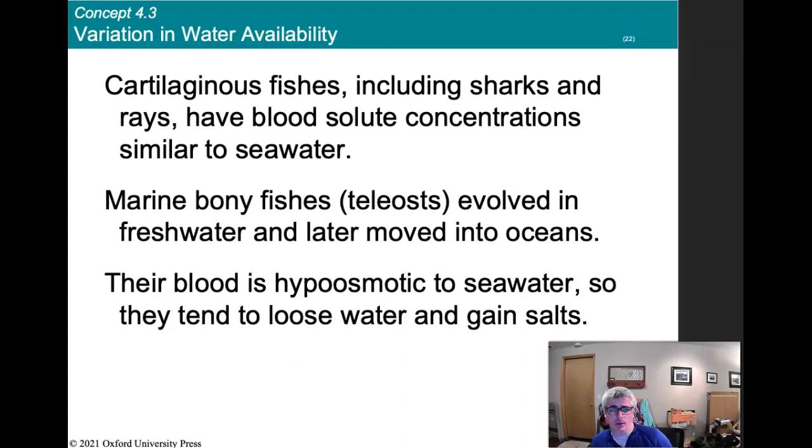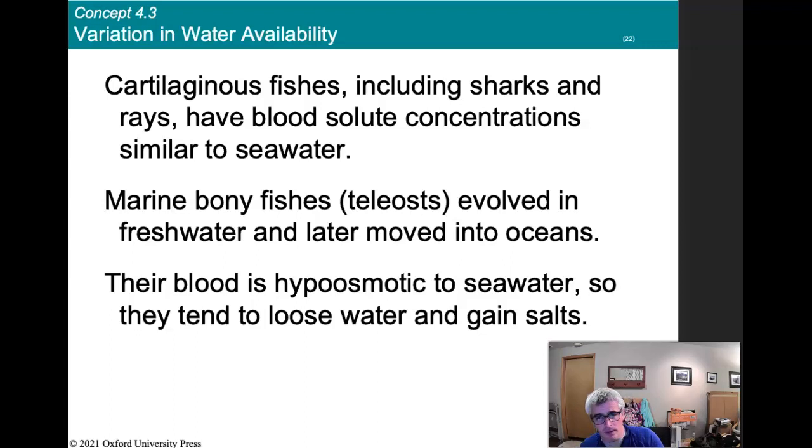Cartilaginous fishes, including sharks and rays, have a blood solute concentration similar to seawater, whereas the bony fish, teleosts, evolved in freshwater and later moved to the oceans. So their blood is hypoosmotic to seawater. Here they're being clear in how they're explaining it: hypoosmotic compared to seawater, less solutes compared to seawater.